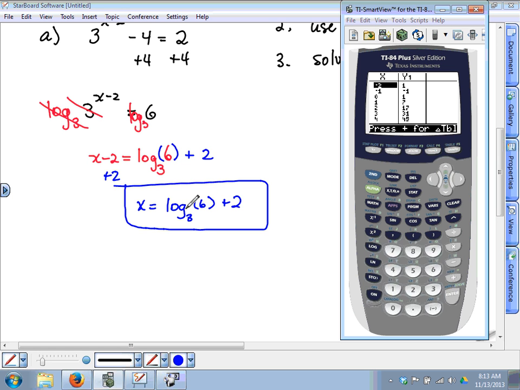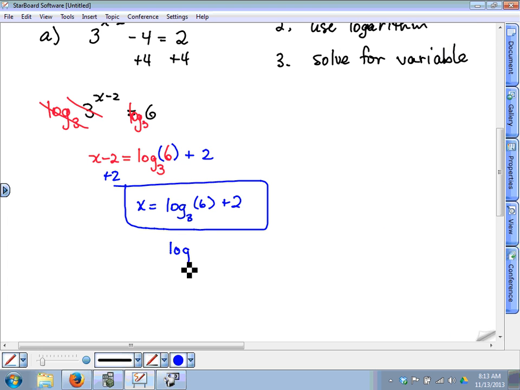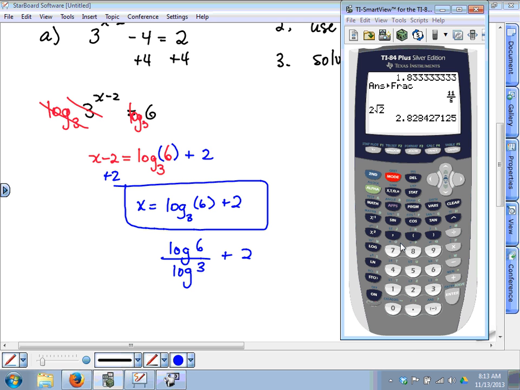To do the change of base formula and evaluate this, you have to change the base on the log base 3 of 6. That turns into the log of 6 over the log of 3 plus 2. And then you type that into your calculator.